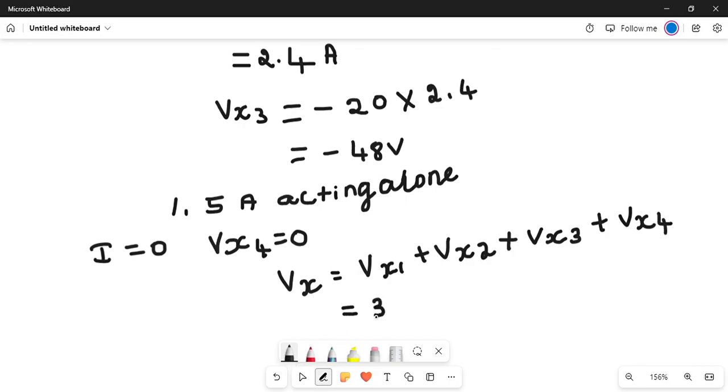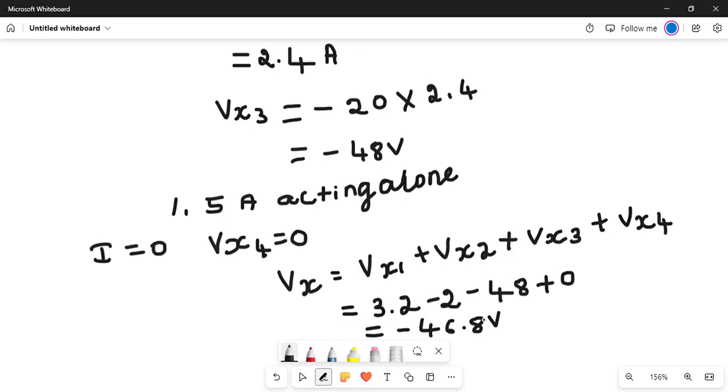My Vx1 is equal to 3.2, Vx2 is equal to -2, Vx3 is equal to -48, and Vx4 is equal to 0. Now if I calculate all this in the calculator, I get the resultant as 46.8 volt. This is the voltage across the 20 ohm by using the superposition theorem.